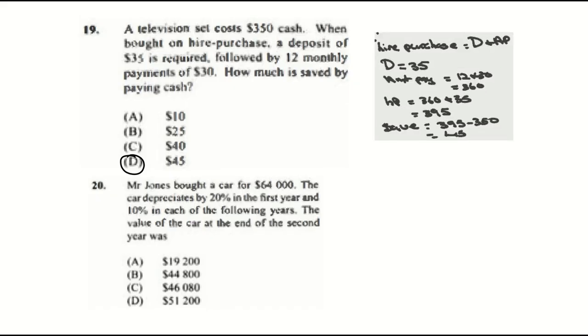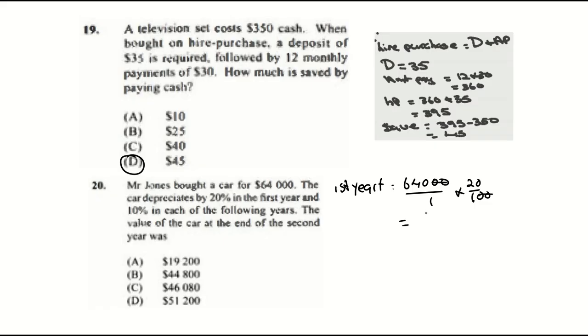Then this one, Mrs. Jones bought a car for 64,000. The car depreciates by 20% in the first year and then 10% each of the following years. What is the value of the car at the end of the second year? So first off, after the first year, hold on, the first year would be 64,000 multiplied by 20%, right?